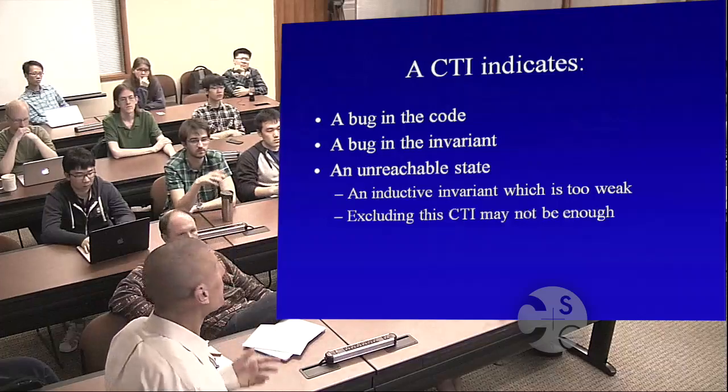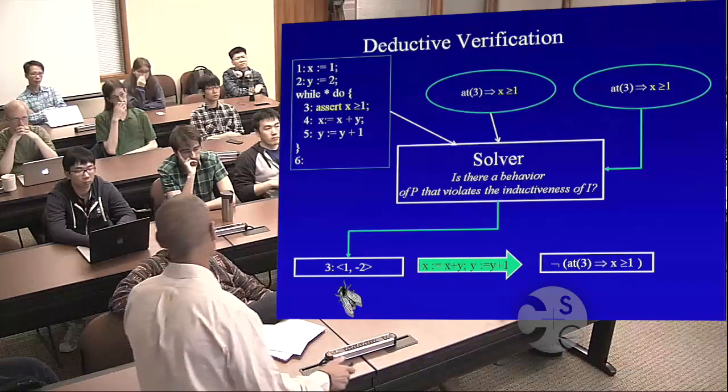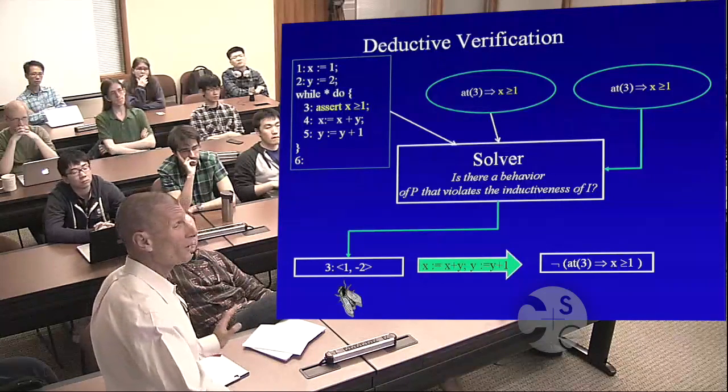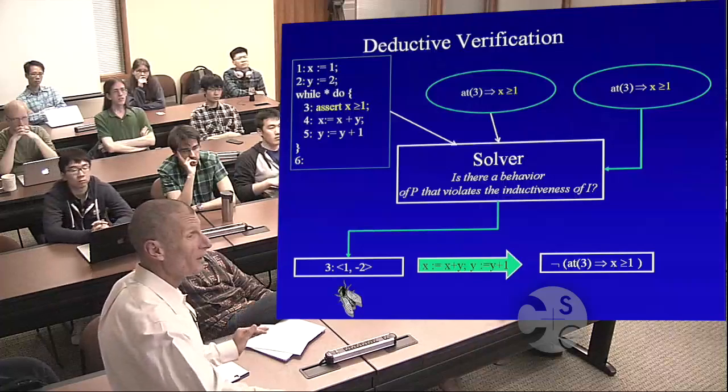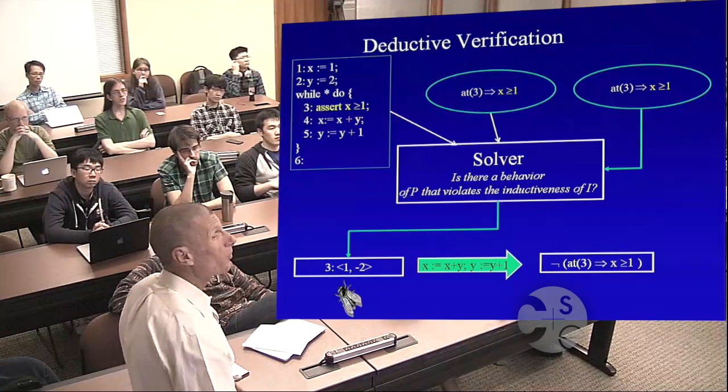And you can exclude this counterexample to induction, but that may not be enough because then there's another one, and another one, and another one, and so on. Okay, so let me demonstrate it by a trivial example. This is a program, it has no distribution, it has nothing. You see, I start with x is 1, y is 2, and then I have an infinite loop.